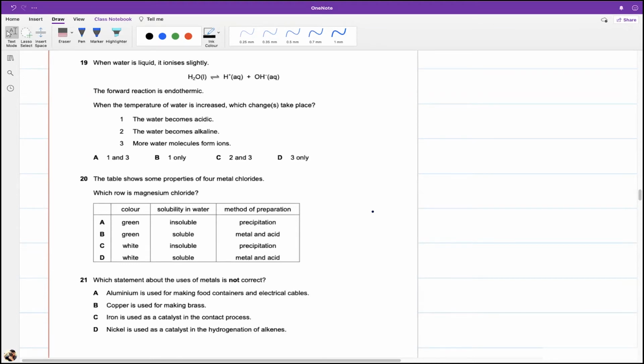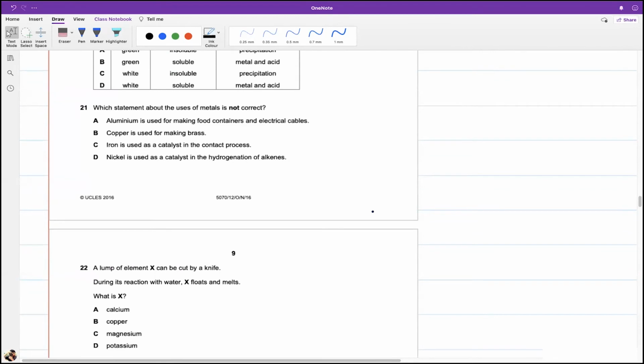White होगा, soluble होगा. Metal and acid का reaction अगर हो तो कैसे बनाया जा सकता है? Magnesium को HCl में add कर दें. Magnesium chloride बन जाएगा, which is soluble. Magnesium should be in excess because you can simply filter it out and then crystallize the salt. So that is the method that we need for this.